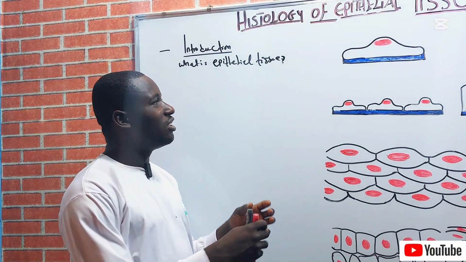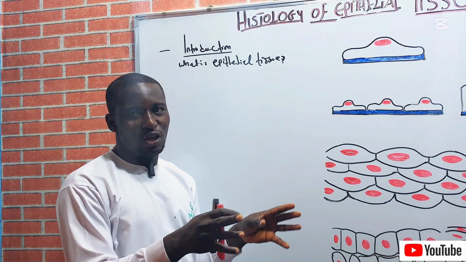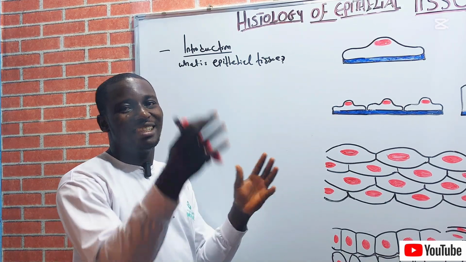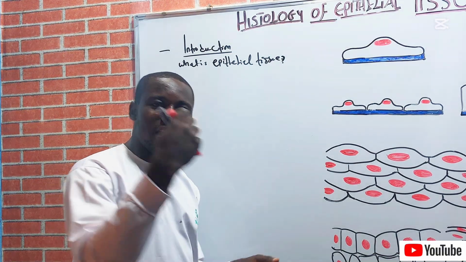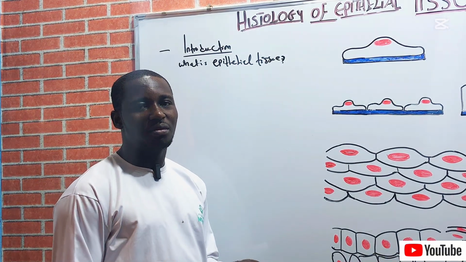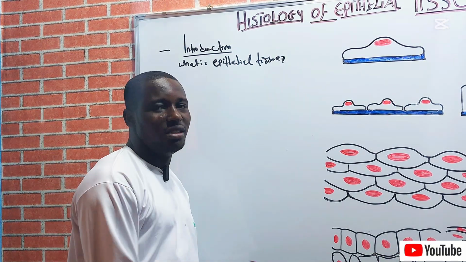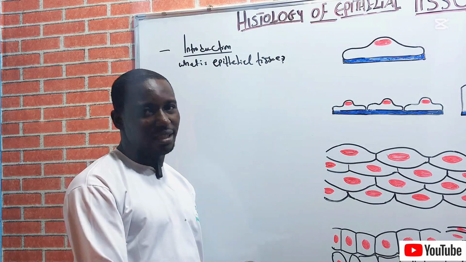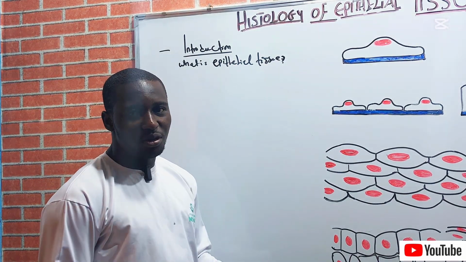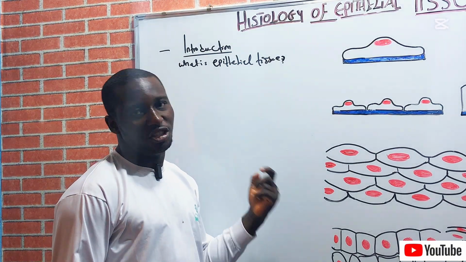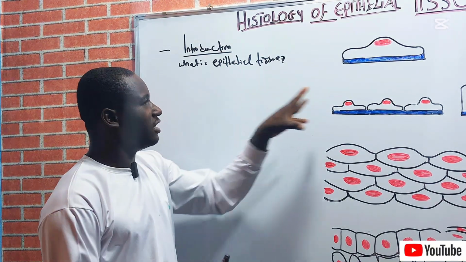So it simply means the lining of the internal and the external surface of the body. It is found in tube-like structures of the body, in body cavities, and in glands and organs. So that is the concept of what? Epithelial tissue.